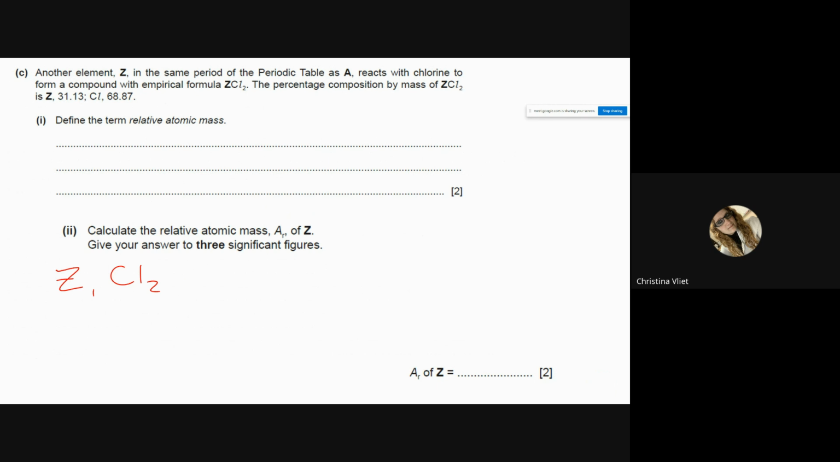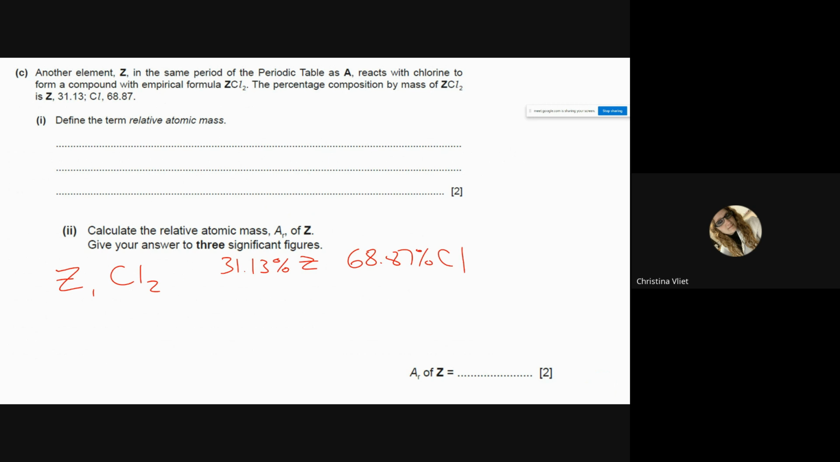They also give you a little bit more information. They tell you that 31.13% of the compound is Z, and 68.87% of the compound is Cl. The question is, could you come up with a method to figure out the atomic mass of Z from this information? Is this enough information to come up with the atomic mass? Let's think about it. What could we do?